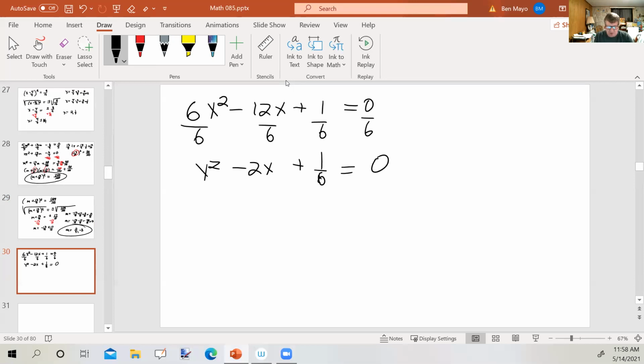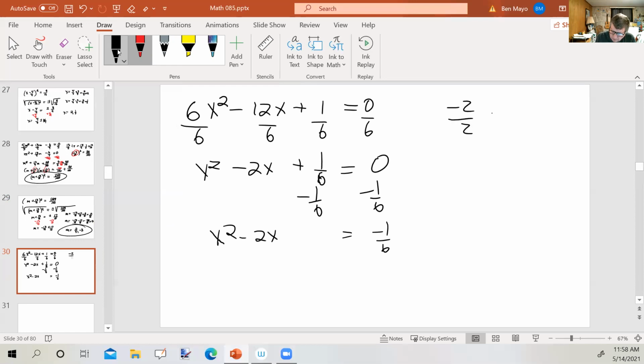The next step is to move the constant term. So we'll subtract 1/6 from both sides. x squared minus 2x equals negative 1/6. The next thing we do is take the coefficient of x, which is negative 2, cut it in half, which is negative 1, square it, which is positive 1, and add that to both sides of the equation.